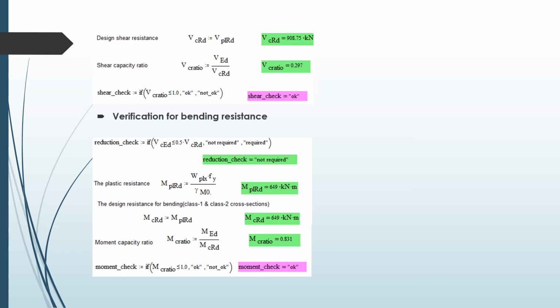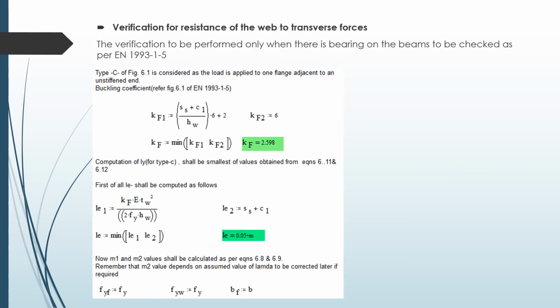Therefore, the design moment of resistance will be the plastic resistance. Therefore, Mc,Rd is equal to 649 kN meter. So we have the moment capacity ratio, which is 0.831, that is less than 1. Therefore, the moment verification is also satisfied. Okay, now we shall go for the verification for resistance of the web to transverse forces. As already discussed, this shall be done as per EN 1993-1-5.